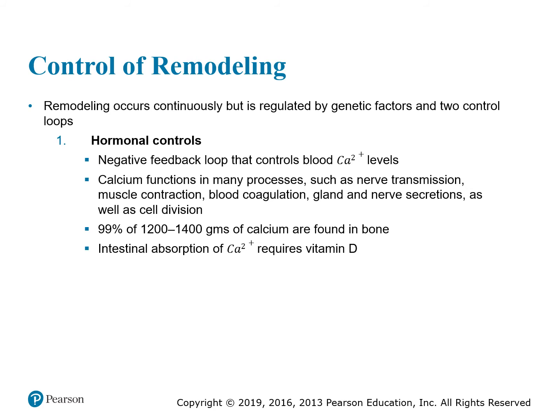And so if those levels go too high or go too low, you're going to have some sort of control mechanism for them. Now, 99% of the calcium that you have in the body is found in the bone. If you need to absorb new calcium, there's definitely a requirement for vitamin D. So you may recall that anytime you see a gallon of milk, you rarely see something just labeled as milk. You'll see vitamin D milk. And the reason why is because the vitamin D is necessary to absorb the calcium that's actually in the milk. It makes the milk more nutritious. The second control loop is response to mechanical stress.